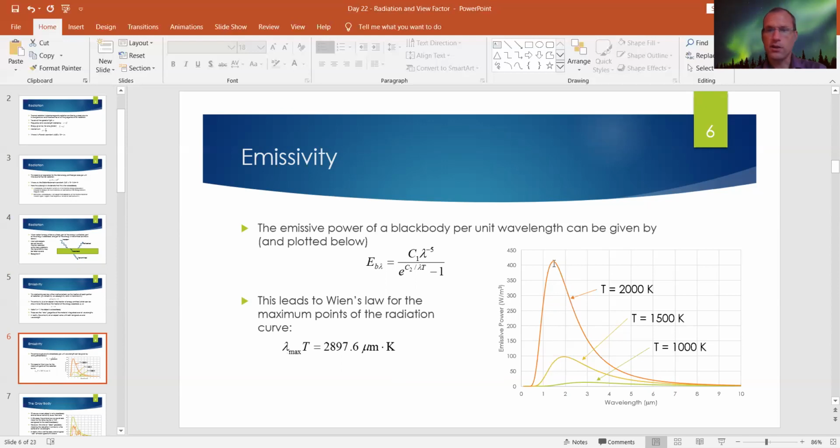At temperature 2000, peak wavelength is roughly 1.5 here. As I go up to 1500, it gets closer to 2. Up to 1000, I'm closer to maybe the 3 micrometer range. And so you can see this peak of these curves is kind of shifting to the right as temperature goes down. So that lambda max times temperature is just this constant value.